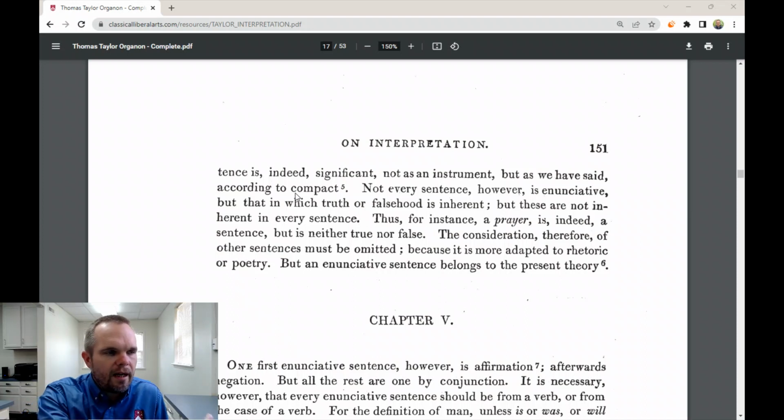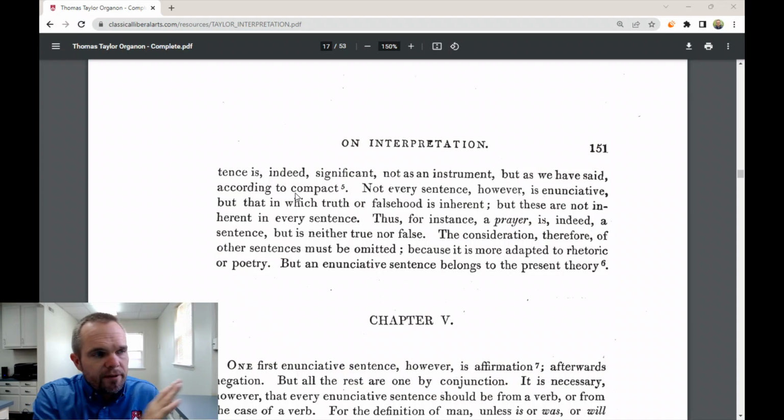Now, what's helpful in this sentence is it doesn't even matter what not as an instrument means, because that's not part of the definition of the sentence. Every sentence is significant according to compact. So this is simply an explanation of part of the definition of a sentence. All right, let's keep going.